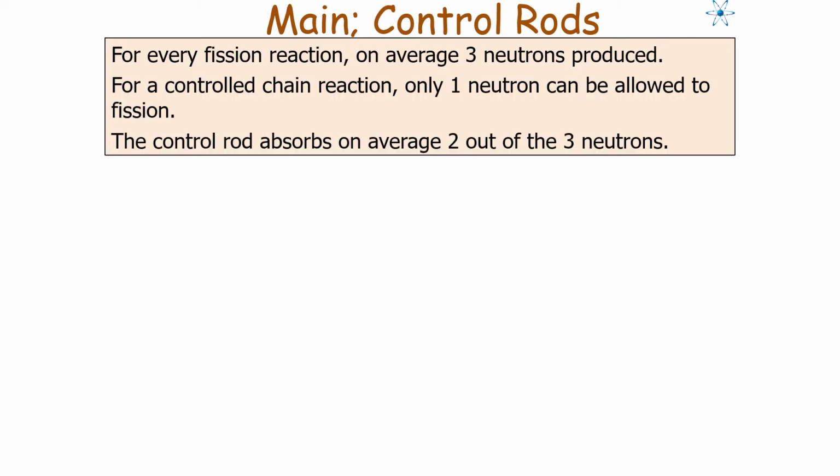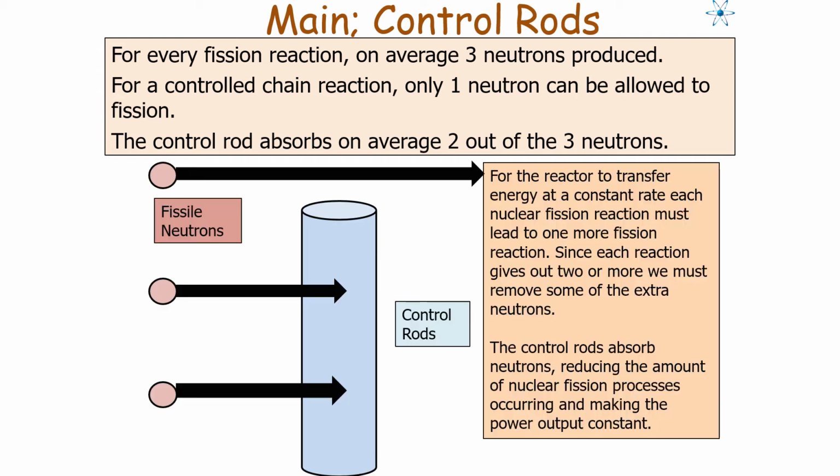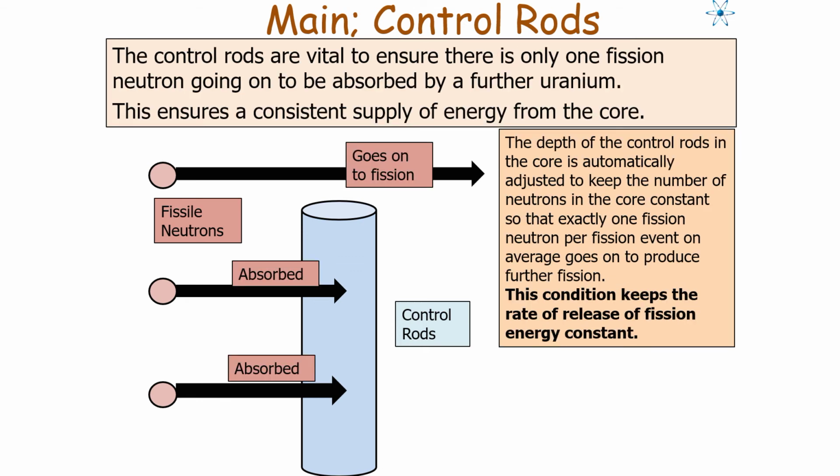Now, for every fission reaction, on average 3 neutrons are produced. So if you want a controlled chain reaction, only 1 neutron can be allowed to carry on the fission process. So therefore, the control rod absorbs on average 2 out of every 3 neutrons. So what happens is 2 of the neutrons produced in fission are absorbed by the control rod, leading to 1 of the neutrons going on to carry out fission.